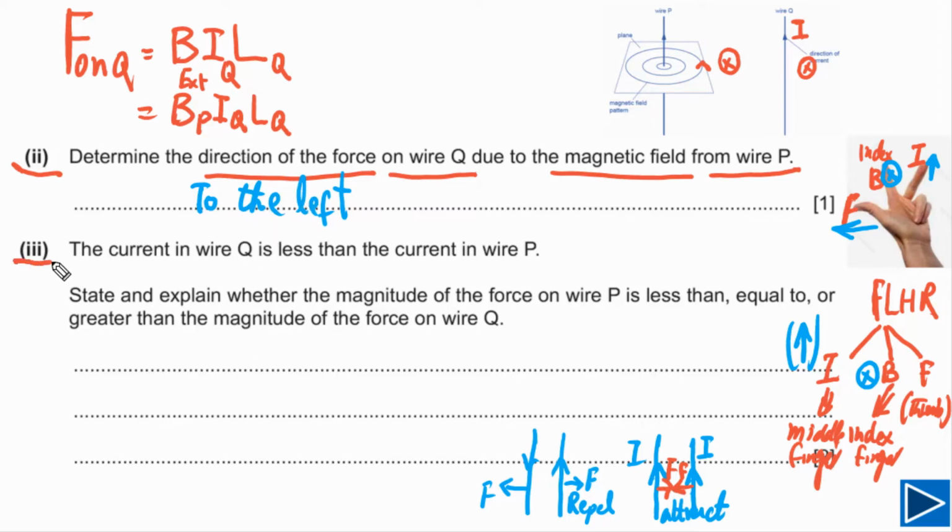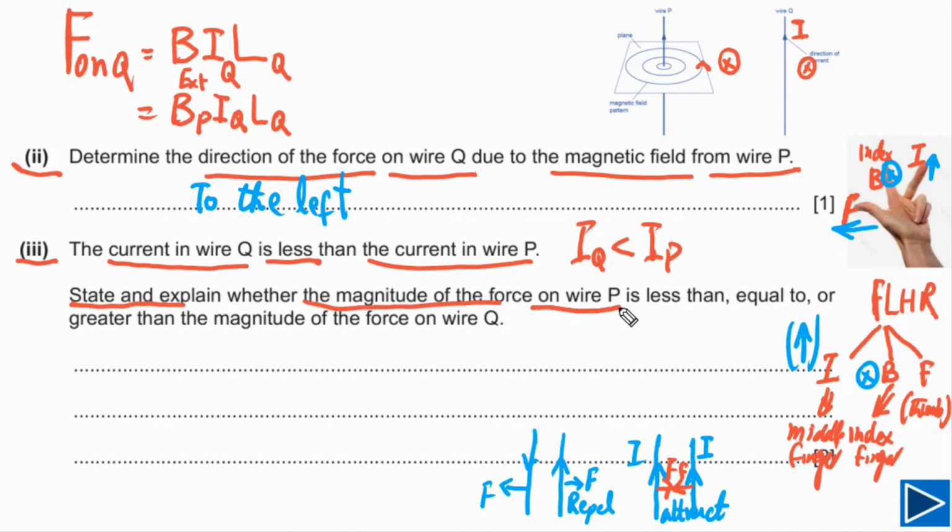Let's move on to the next part. For the next part, the current in wire Q is less than the current in wire P. So it simply means that IQ is less than IP. This is given to us. Now we need to state and explain whether the magnitude of the force on wire P is less than, equal to, or greater than the magnitude of the force on wire Q.